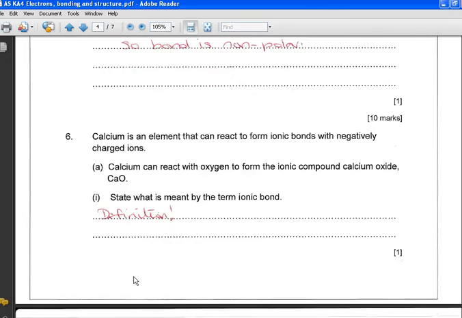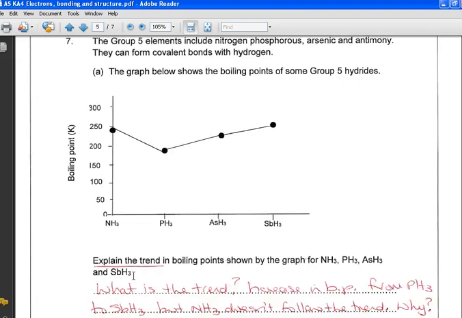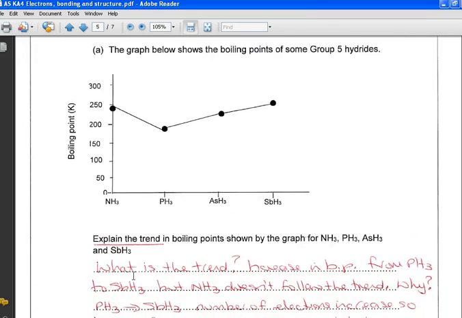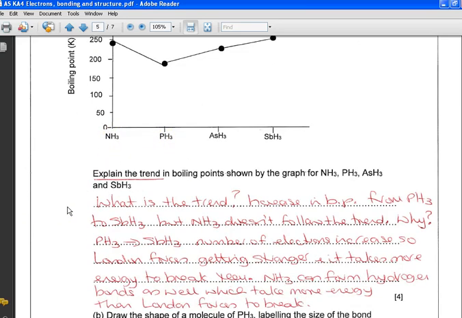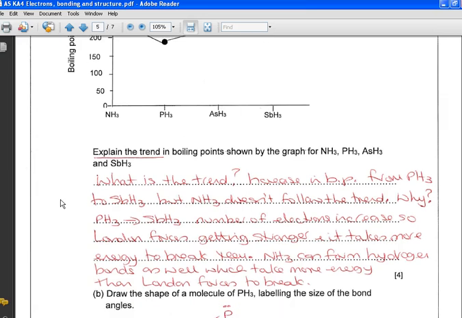Okay, done that one. Right, okay, so question 7. You're given a graph showing you the boiling points of some group 5 hydrides, i.e. a hydride is the element just bonded to hydrogen. And then it asks you to explain the trend in boiling points shown by the graph for the group 5 hydrides.